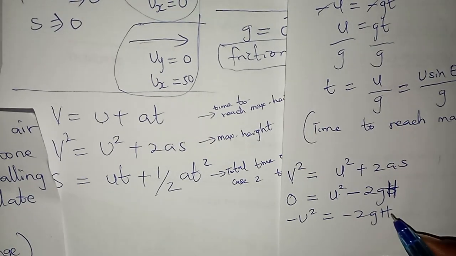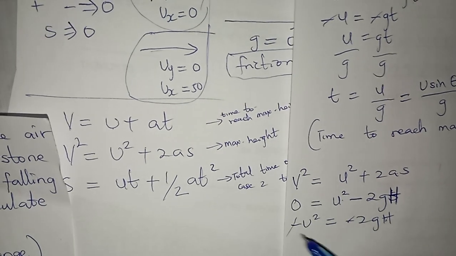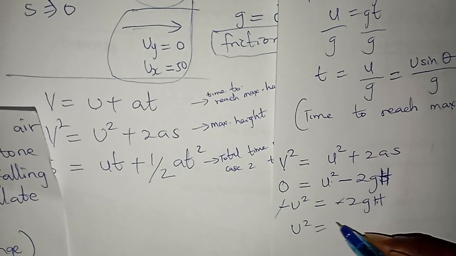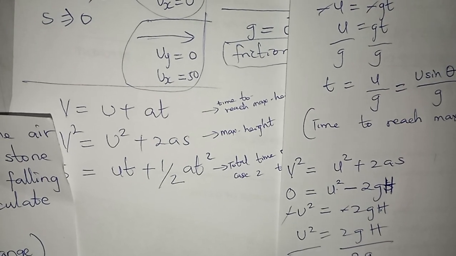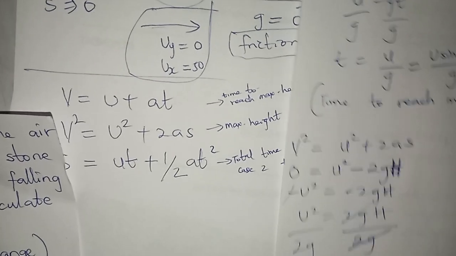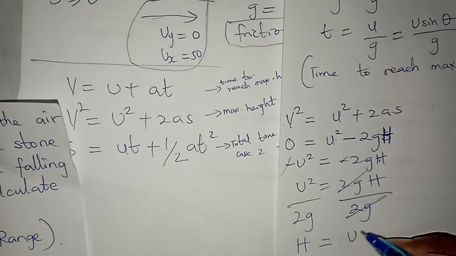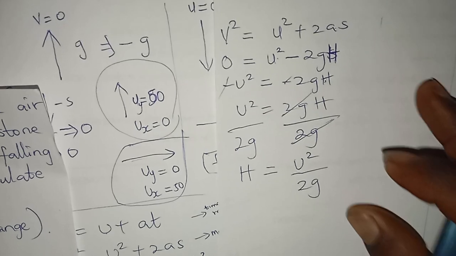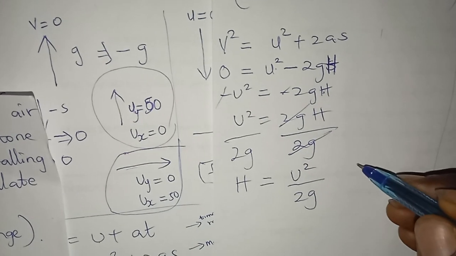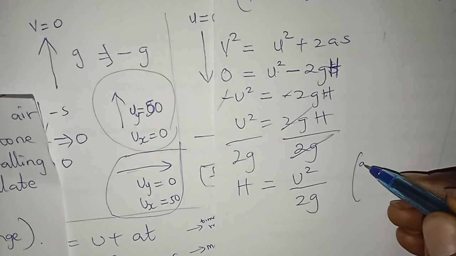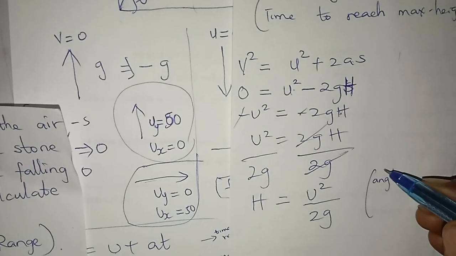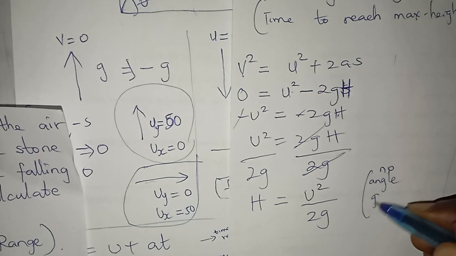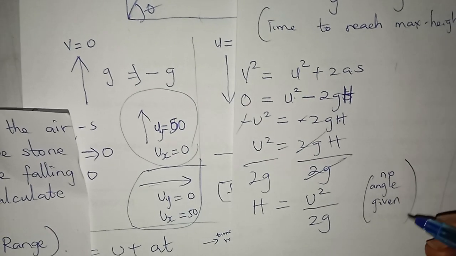So notice that this and this can cancel out, so that I have u square equals to 2gh, making h the subject of the formula. I have 2g over 2g. This can cancel this, so h is equals to u square over 2g. Now notice, anytime you are given a question to find maximum height and it doesn't have an angle, no angle given, this is the formula you use to find your maximum height.